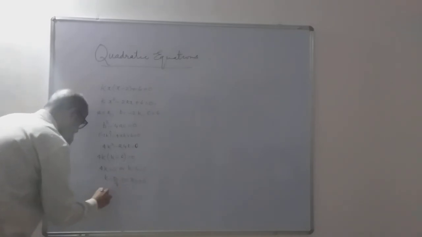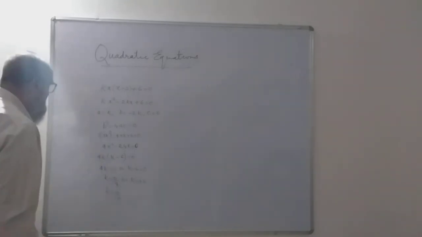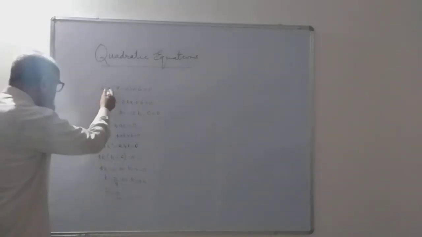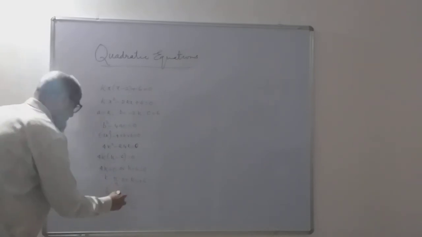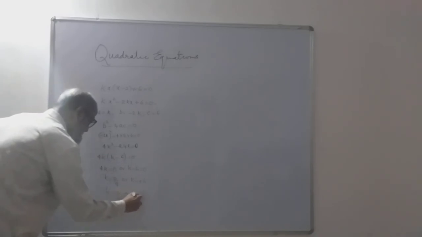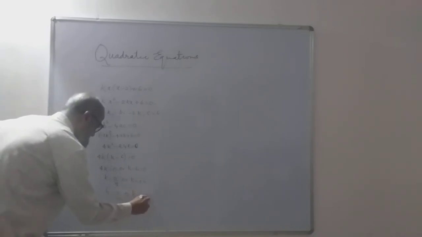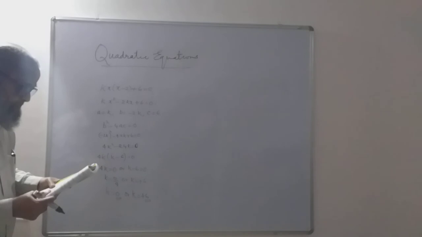If k is 0, the equation will not be quadratic, so it is not possible. So k should be equal to plus 6. Plus 6. This is the value. When k is equal to 6, this given equation will have equal roots.